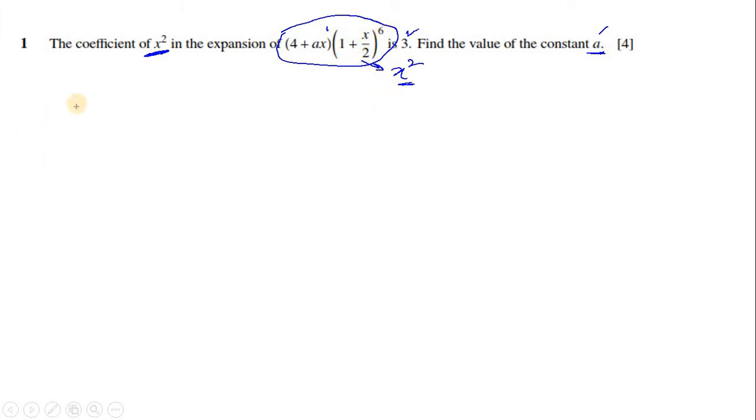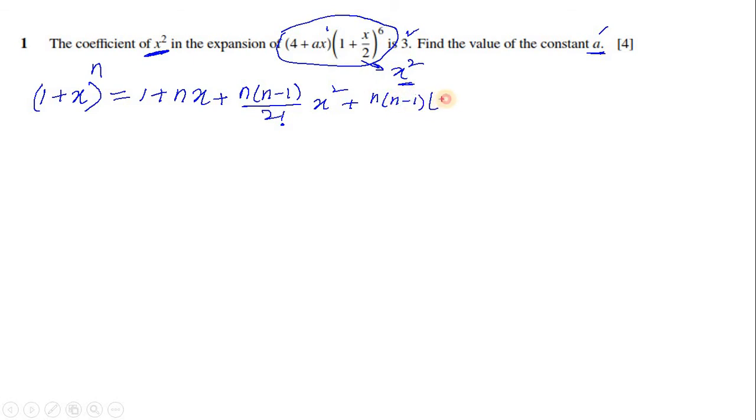Remember, this is just for your reference. If you have any form of binomial expansion, (1 + x) whole power n, we can expand it using a formula: 1 + nx + n(n-1) divided by 2 factorial into x square + n(n-1)(n-2) divided by 3 factorial into x cube, and we can keep going on until we reach the last term.